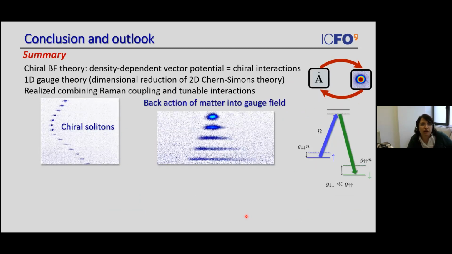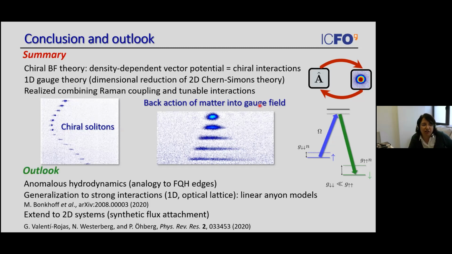So I showed you a scheme for making this chiral BF theory. That is a theory that has a density-dependent vector potential, which is equivalent to having chiral interactions in a BEC, and which is a 1D gauge theory, a topological gauge theory, which is a dimensional reduction of the 2D Chern-Simons theory. And I showed you how we realize it in practice by combining Raman coupling and a system with tunable interactions. And then I discussed experiments where we show its two main manifestations, the formation of chiral solitons and the back action of matter into the gauge field. And then we are now thinking of pushing these experiments further to look at more properties of this gauge theory.